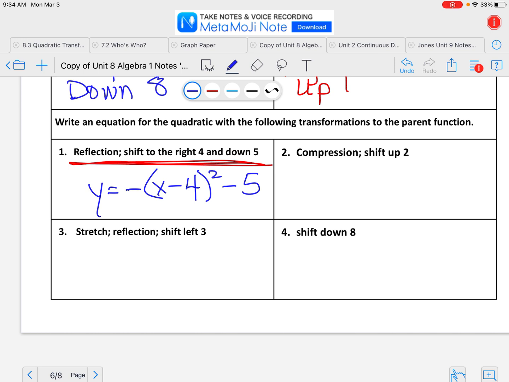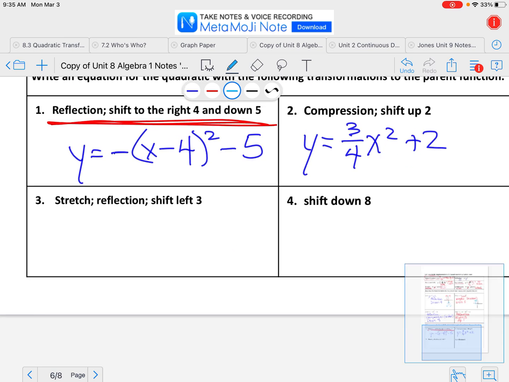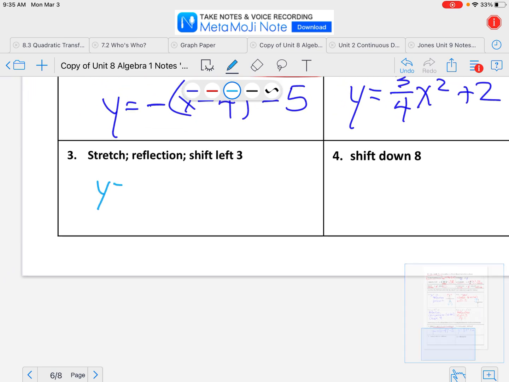The compression, you can just make up a fraction here. So let's say like 3/4 x squared plus 2, because it went up 2. We didn't need parentheses because there wasn't a right or left move. A stretch would be a number bigger than 1, maybe 5, but it's a reflection, so it needs to be negative 5. Left 3 is going to be in parentheses, and left is usually negative, but I'm doing opposite, so plus 3.